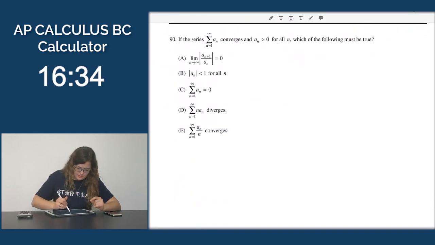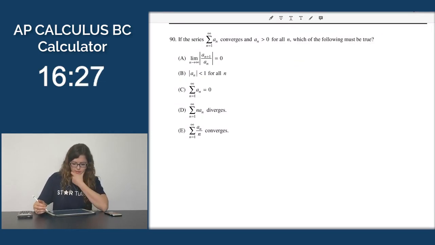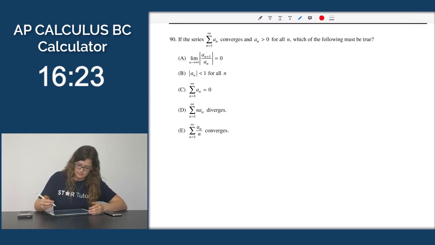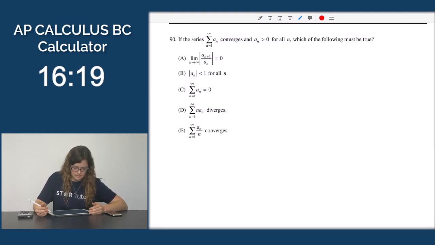Okay, let's do 90. If the series converges and a sub n is bigger than 0 for all n, which of the following must be true? So again, this is a BC topic. We're talking about infinite series here. We know it converges and it's always positive. Which of the following must be true?